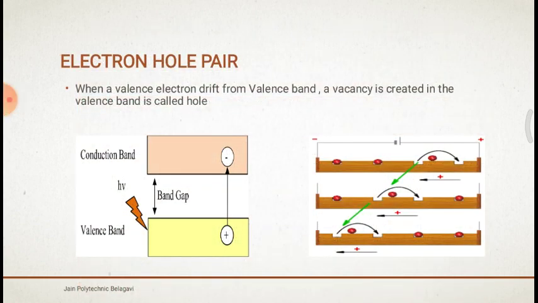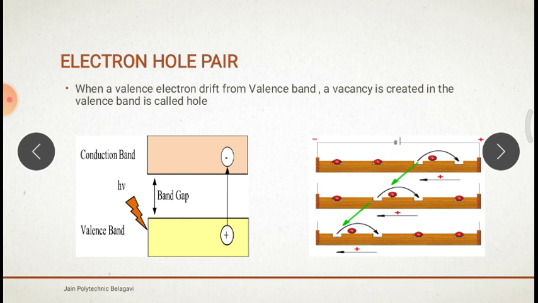Next, we'll see the electron and hole pair and how the hole is formed. When the valence electrons drift from the valence band to the conduction band, you can see here, this is the valence band and this is the conduction band. When the electrons jump from the valence band to the conduction band, what happens? One vacancy is created. That vacancy is called a hole. So, when the valence electrons drift from the valence band to the conduction band, one vacancy is created. That vacancy is called the hole.